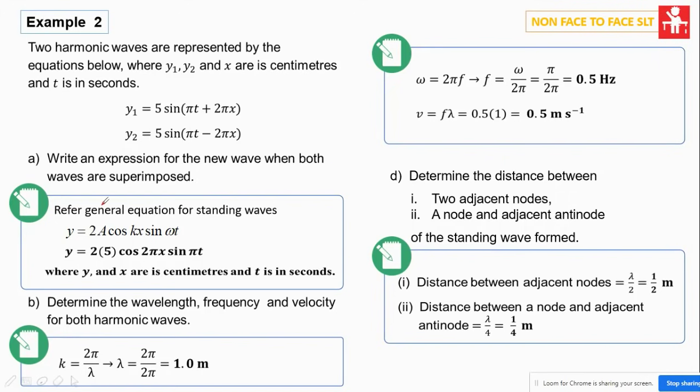So we can have the general equation before we have the specific equation here. So we have y equal to 2a cos kx sin omega t. Substitute the amplitude of the individual wave, which is pi. So we have 2 times pi cos 2 pi x sin omega t, where x and y are in centimeters and t in seconds.